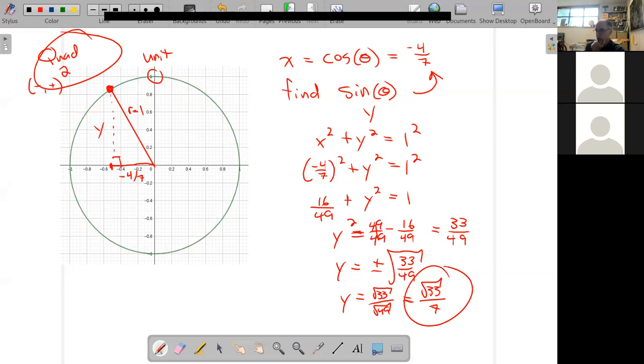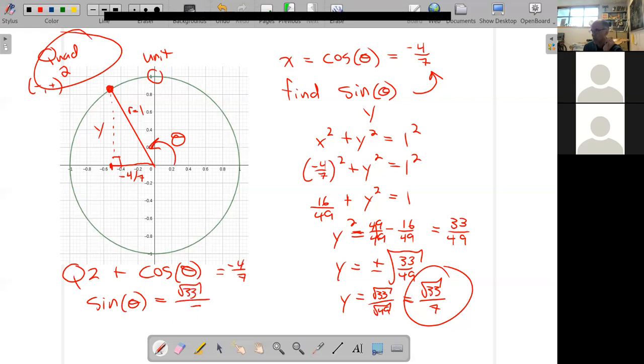Okay, so what do I know? I know that if I'm in quadrant 2 and the cosine of some angle theta, that being the angle theta there, is equal to -4/7, then the sine of that angle theta, I don't even know what theta is at the moment, has to be the square root of 33 over 7. All right, how could I double check that to make sure it's right? Well, I would whip out a graphing calculator. So let's give that a shot.